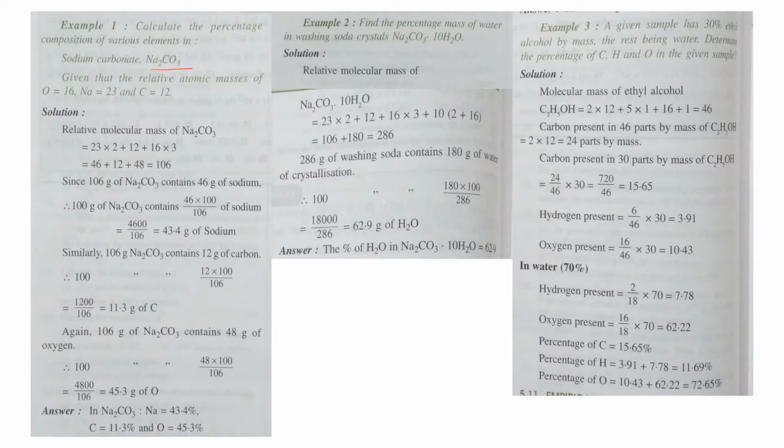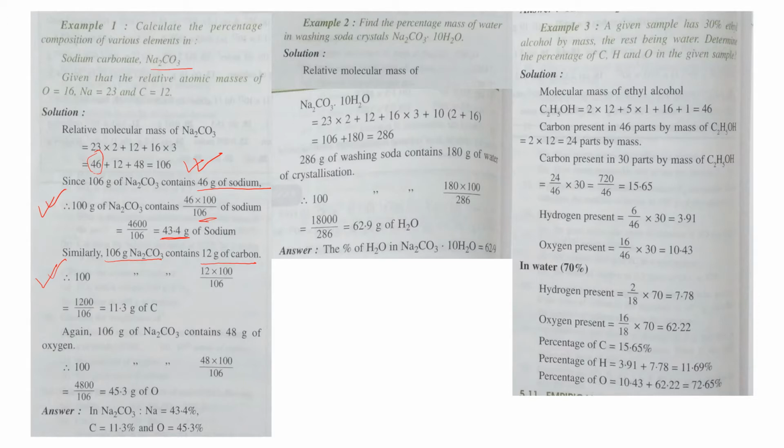By knowing the atomic mass I have got this mass as 106. Now 106 gram of Na2CO3 contains 46 gram of sodium because I am having 2 sodium atoms, so it is 46. So find out in 100 gram of Na2CO3 how much sodium is present. It is coming 46 into 100 by 106, so it is coming 43.4 gram of sodium. Similarly, find out for carbon. 12 gram of carbon is present in 106 gram of Na2CO3. So now find out for 100 gram of Na2CO3, it contains how much gram of carbon.